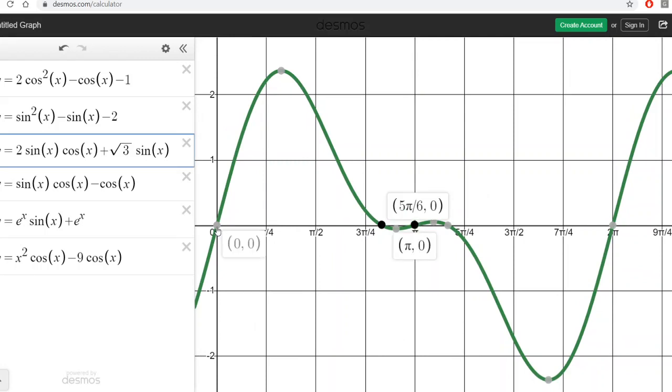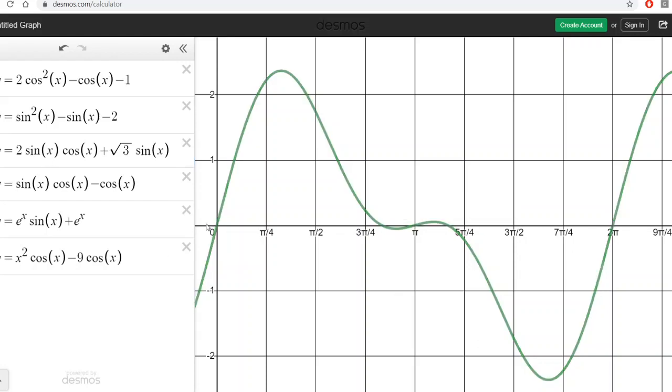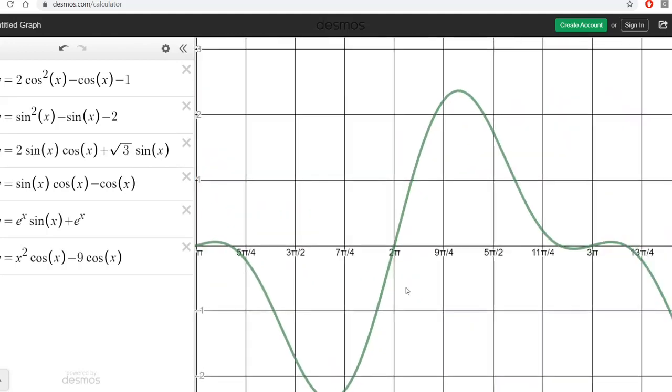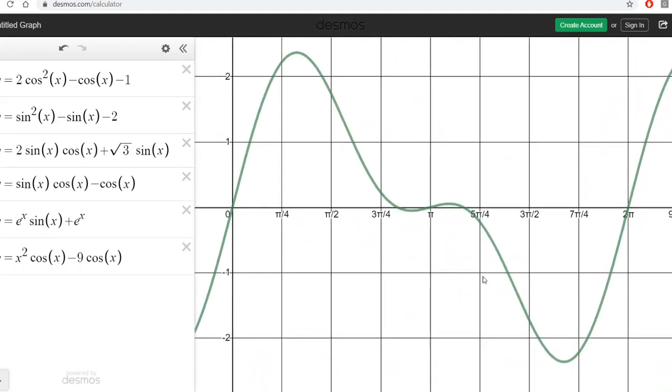Oh, and I forgot 0. We had that one as well. And also at 7 pi over 6. I lost all of them, but those agree with the solutions that we found. And then we see 2 pi again, and just like with the other ones, because the shape of the graph keeps repeating, if you wanted to find all solutions, you could just say plus 2 pi k for each of your solutions.